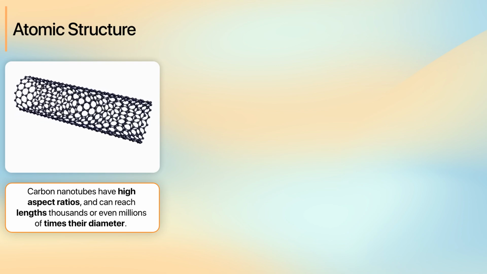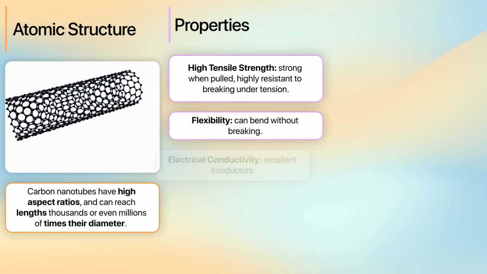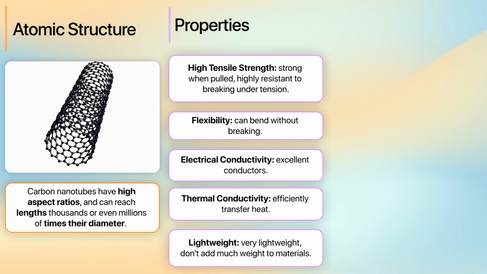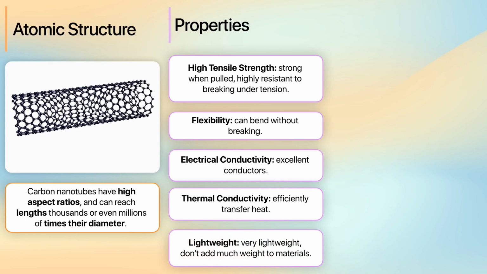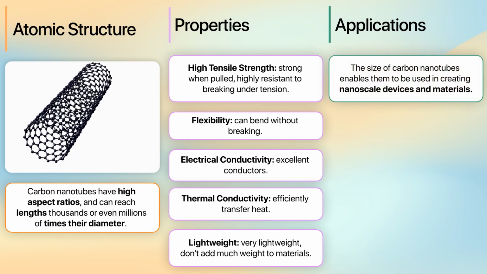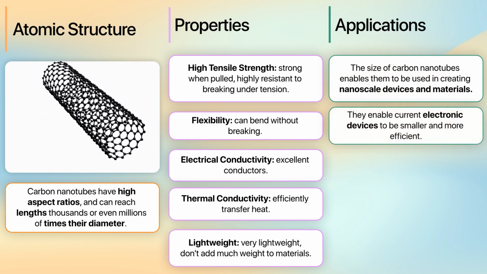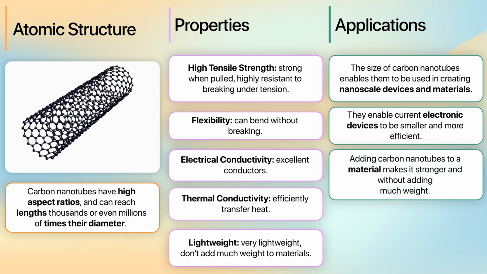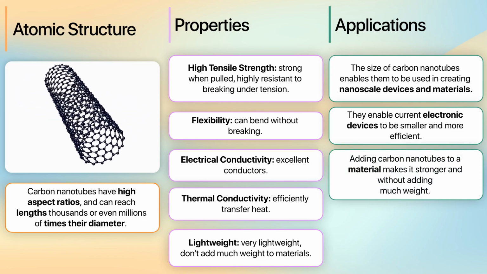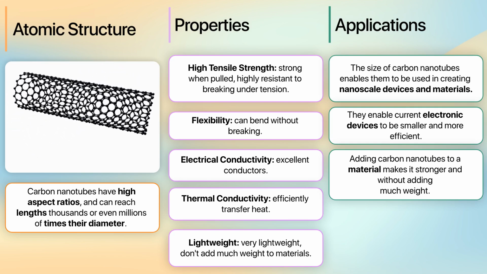We understood that the exceptional properties of carbon nanotubes include high tensile strength, flexibility, excellent electrical and thermal conductivity, and lightweight nature. These properties make carbon nanotubes incredibly resilient and efficient for various applications, including in nanotechnology, creating small and efficient components, electronics, as they are highly conductive, and in material science, reinforcing materials without adding much weight. Through this lesson, we have seen how the unique structure and properties of carbon nanotubes make them indispensable in advancing modern technology and material science.